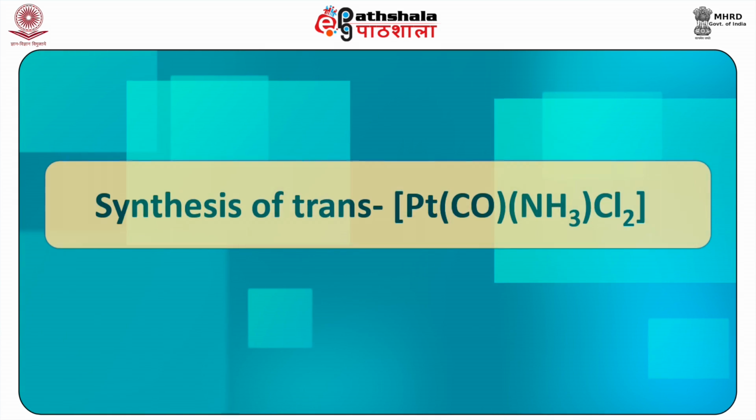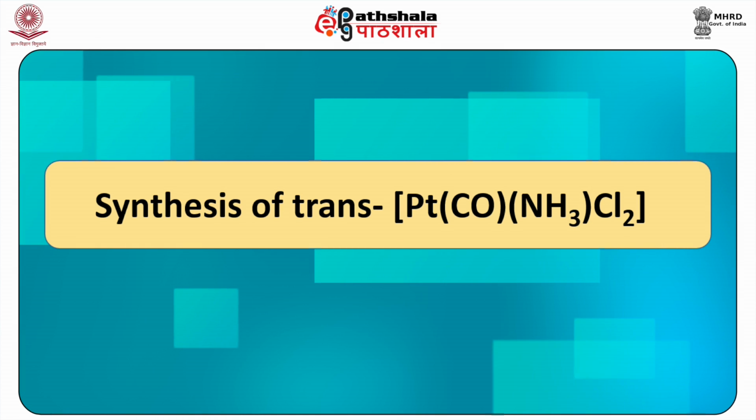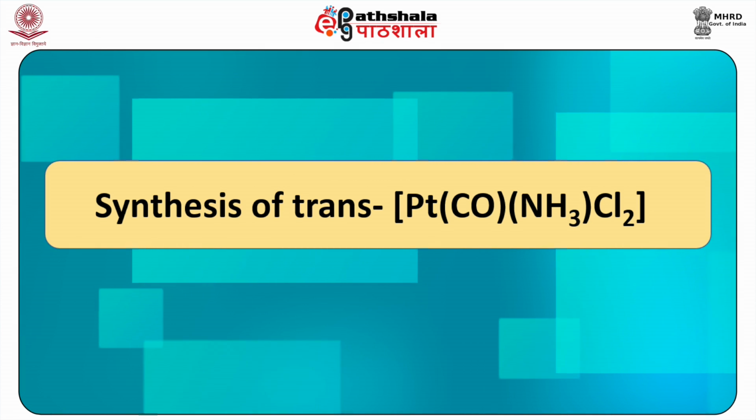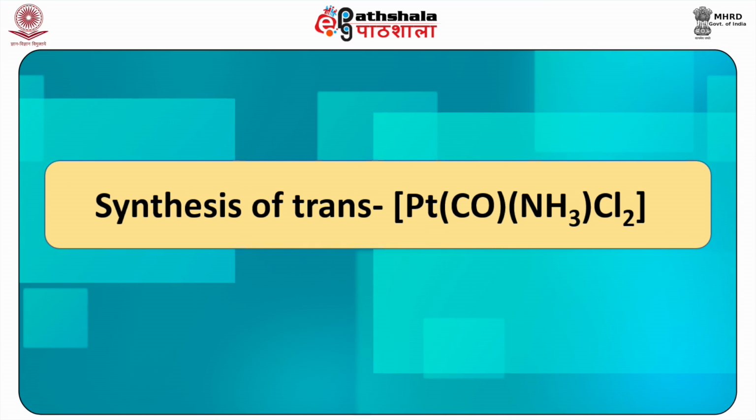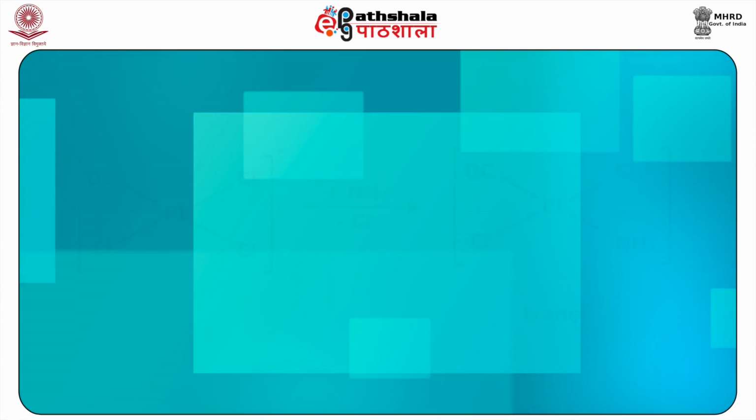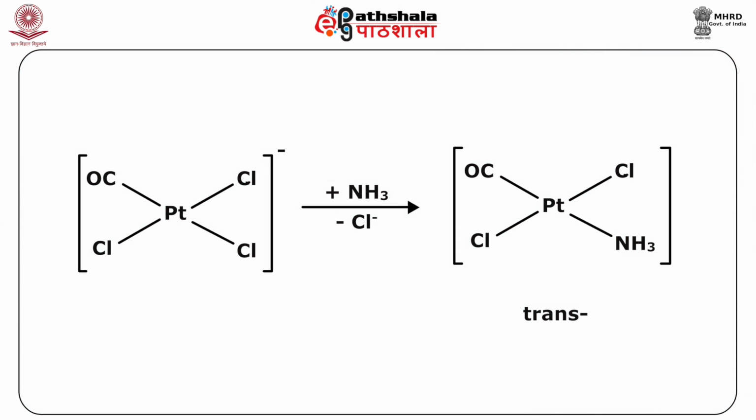So again we could synthesize the trans and cis molecules by the effect of trans directing power of the ligands. Another example is platinum monocarbonyl monoammonia dichloride, formulated as Pt(CO)(NH3)Cl2. In this case, the trans directing order is what? CO has maximum trans directing power, then chlorine, then ammonia. So let us start with the platinum trichloro-CO. The tetrachloroplatinate was treated in a first step with carbonyl, and one of the chlorines will be dissociated, forming the PtCl3CO complex in a square planar geometry.